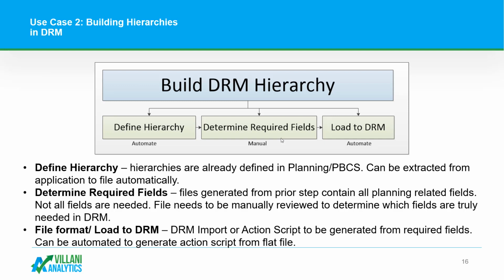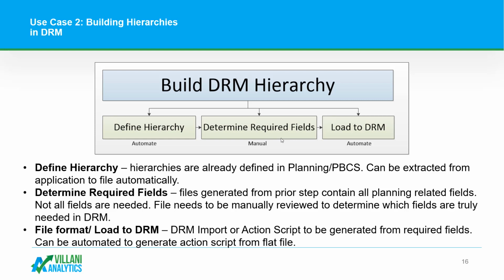So when we think about how we did it, we took building the DRM hierarchy as our task. We broke it down into 3 steps: defining the hierarchy, determining the required fields that we would need to load into DRM, and then actually loading to DRM. And we looked and said, all right, defining the hierarchy, that's something that we could automate. Since we were using Hyperion planning as a starting point, we could just pull the hierarchy definition from Hyperion planning.